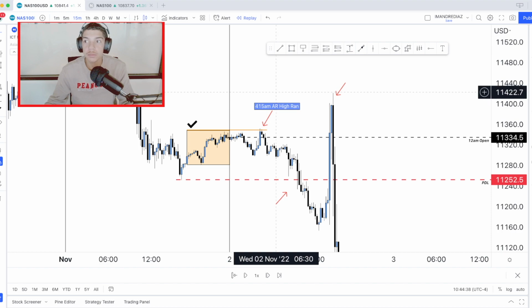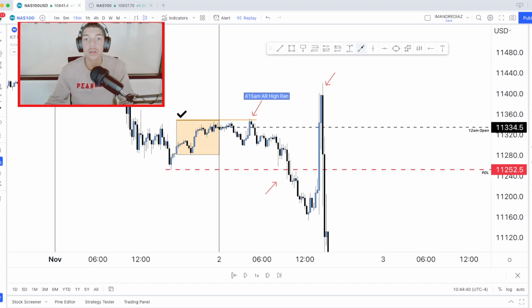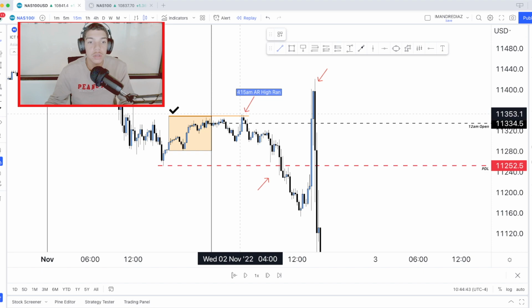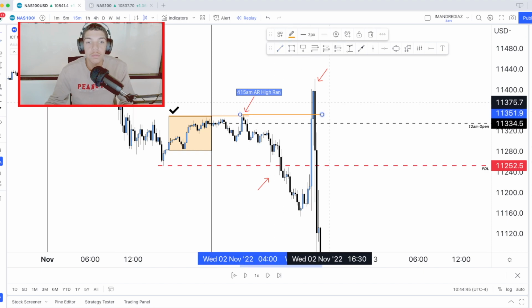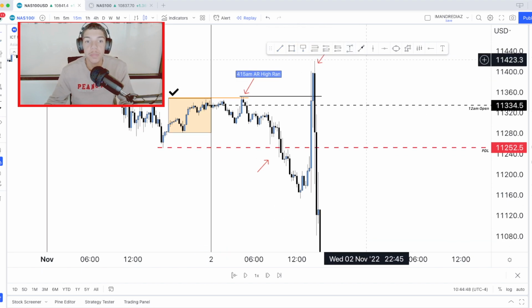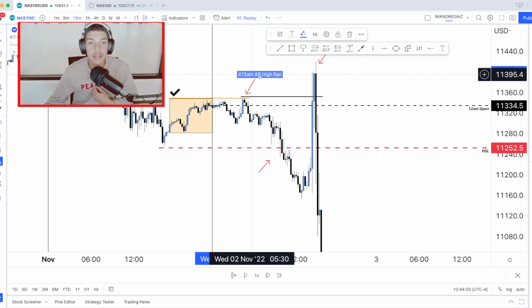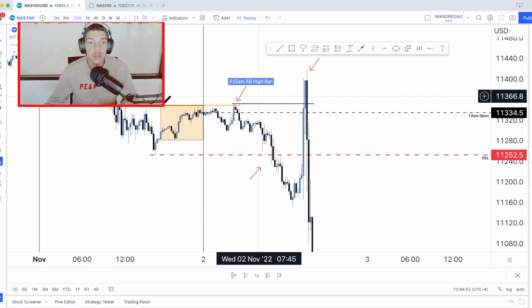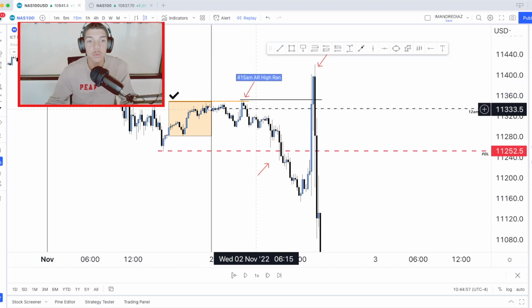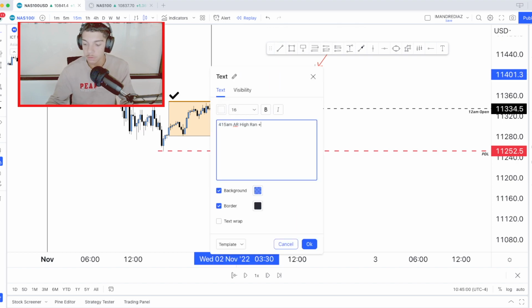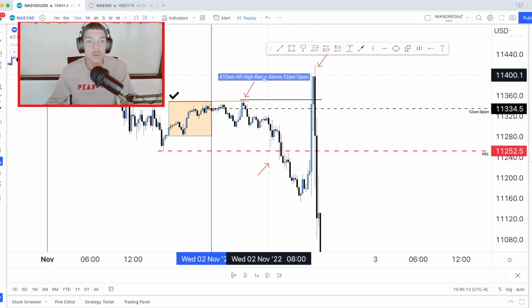And then we're going to start looking at this next area right here. So for starters, this is the high. This was the high of the day before we got this high. So this is why this area is important. We ran the Asian session high at 4:15 in the morning, and we were also right above the 12 a.m. open. I forgot to put that, 12 a.m. open. Above the 12 a.m. open, just right there.